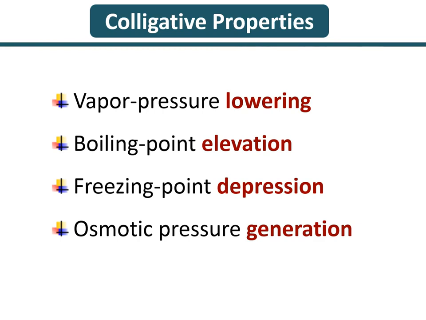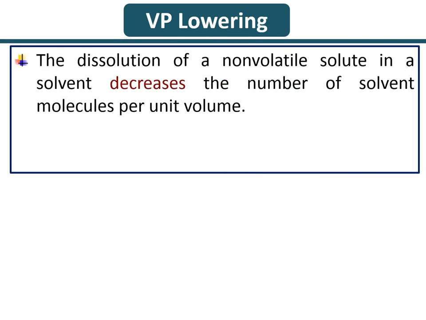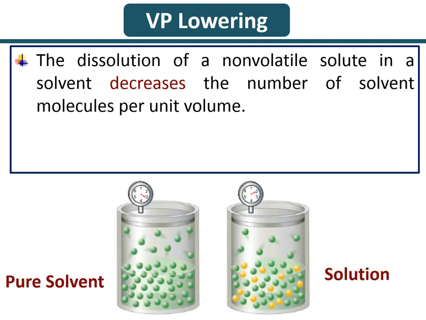So let us start at the beginning by lowering the vapor pressure. As I said, any solvent at room temperature will have a vapor pressure. The process of vaporization is running even at room temperature. And of course, if you increase the temperature, the vapor pressure will increase. How about the vapor pressure for a solution, which is a mixture of a solvent and a solute?